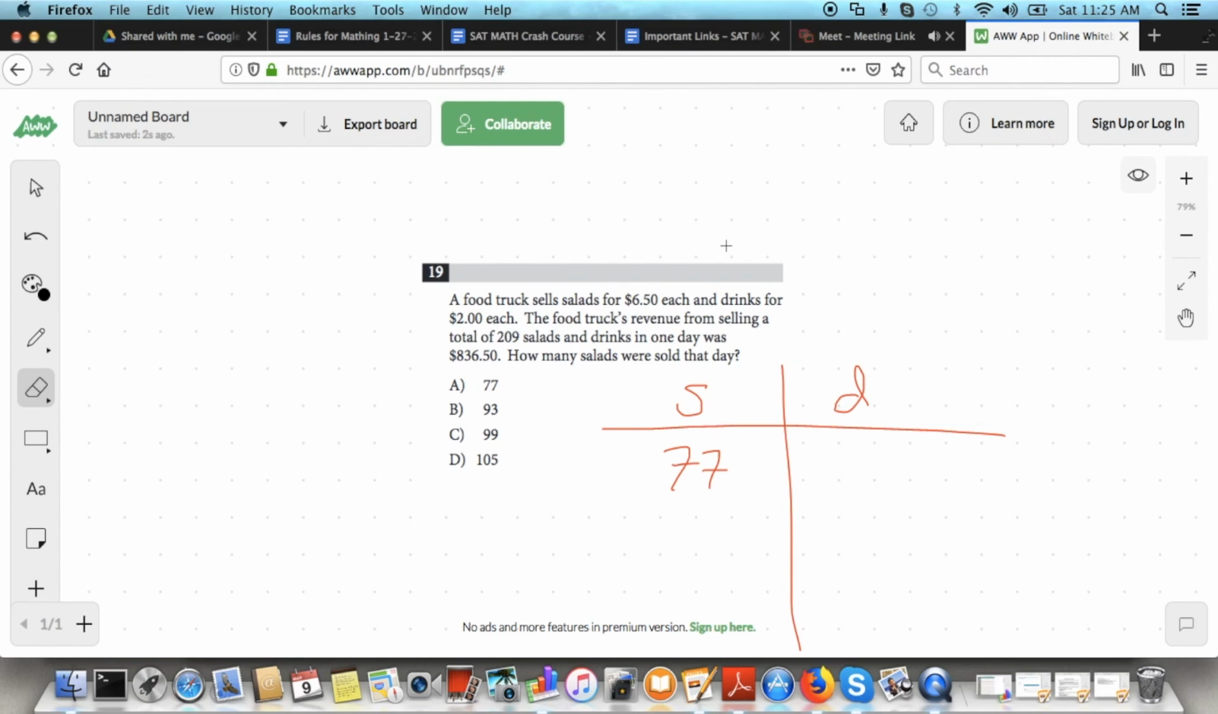Lots. We know the number. We can calculate it pretty easily. How do we find the number of drinks? Subtract 77 from 209. And what is that? Big number. What is it? 209.